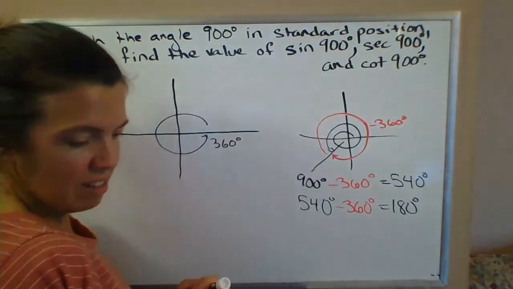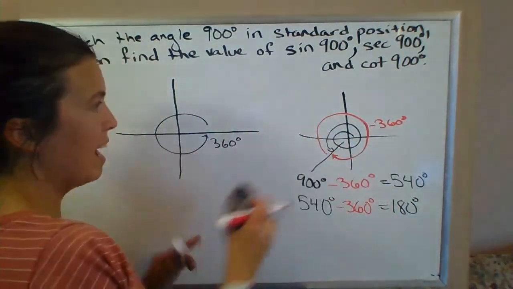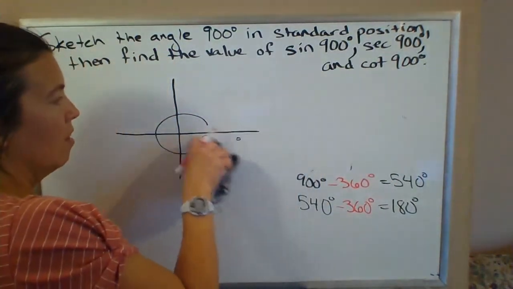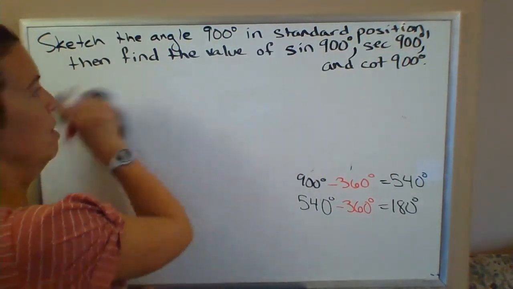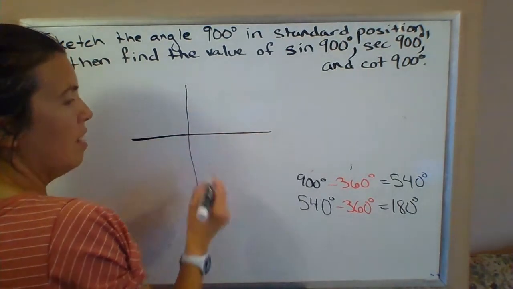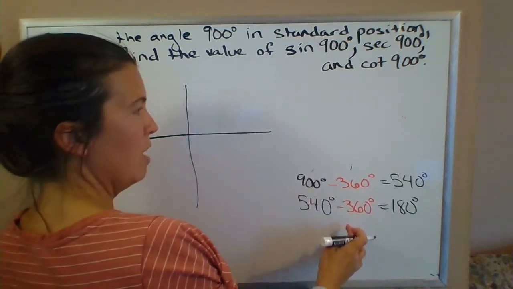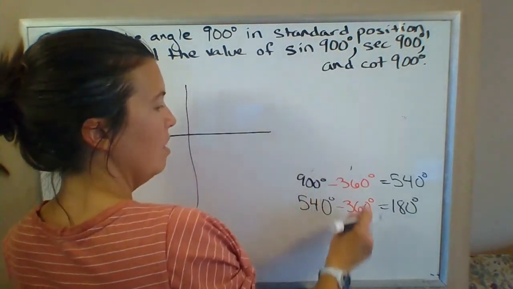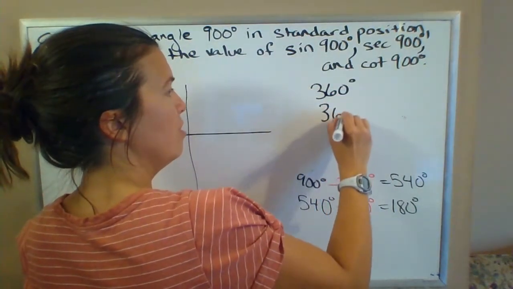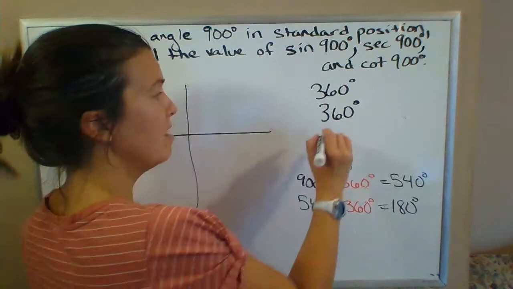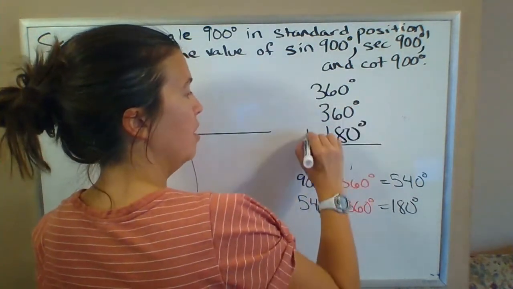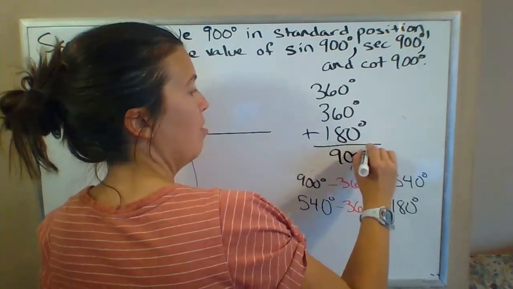That's why I was saying this picture is not accurate for 900 degrees. Let me get rid of it now and redraw this whole thing. Let's break it down. There were two full rotations, 360 degrees each, that we subtracted, and then there were 180 degrees left over. If you add all this up, you will get 900 degrees.